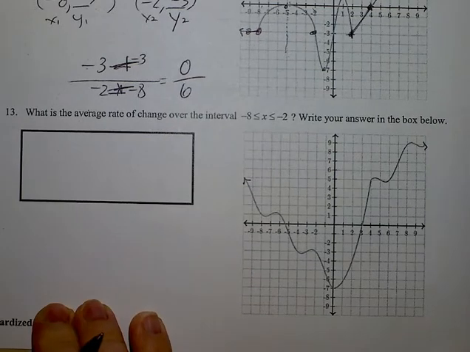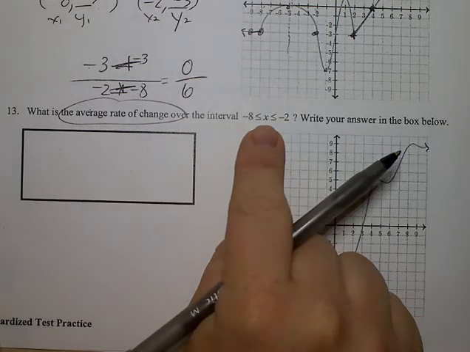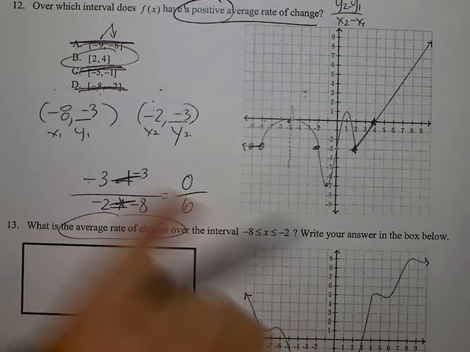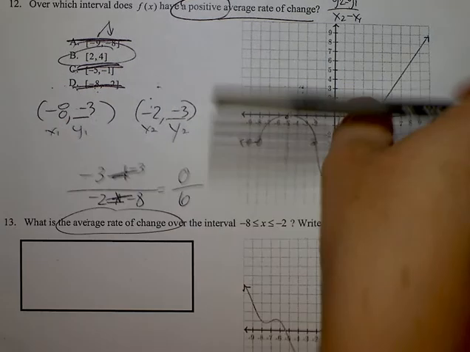Go on to number 13. Number 13, please circle average rate of change. And they're showing us another way to write this. So instead of having the intervals, which are most commonly used at this level of math, this time they showed us in a different notation.